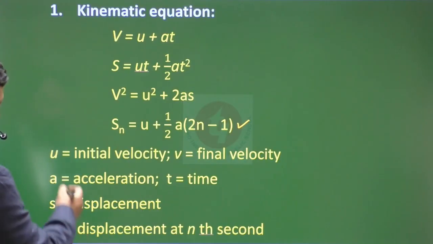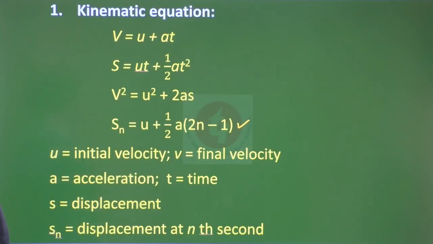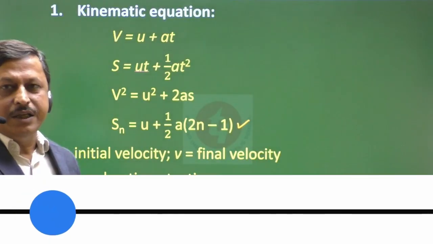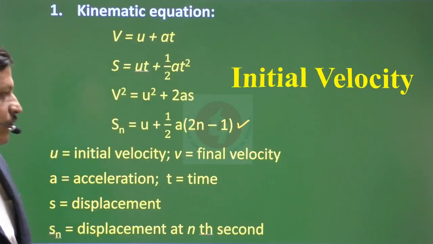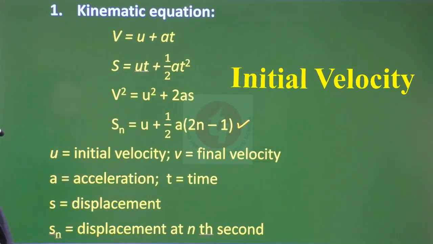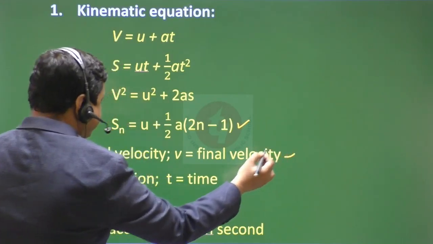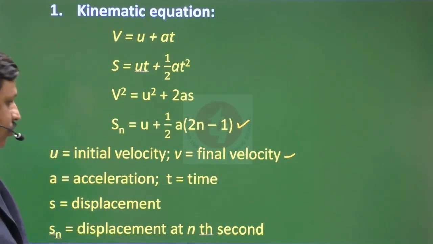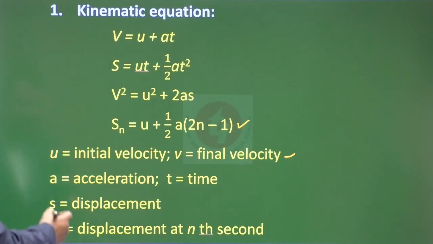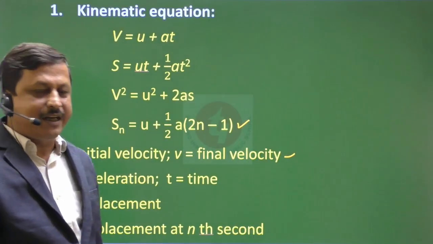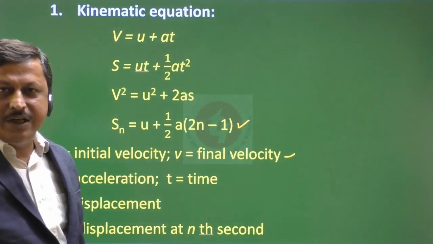Here u is the initial velocity. That means when a particle starts motion, at t equals 0, the velocity is called initial velocity. Okay, v is the final velocity, a is the acceleration. You know what is acceleration. t is time, s is displacement, and another one is Sn. That is very important. Sn is the displacement in the nth second. What is the meaning of displacement in the nth second?